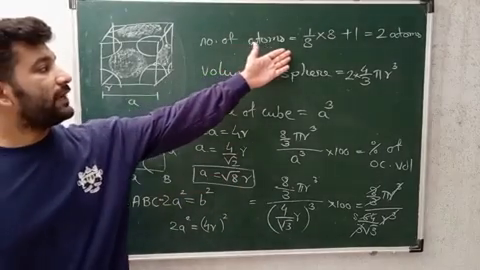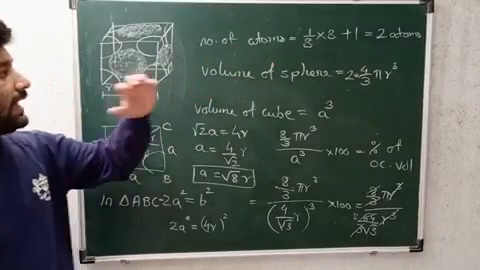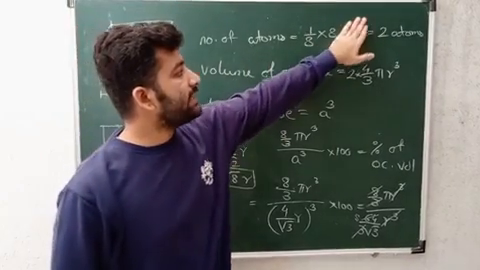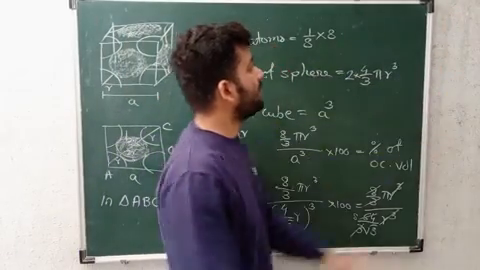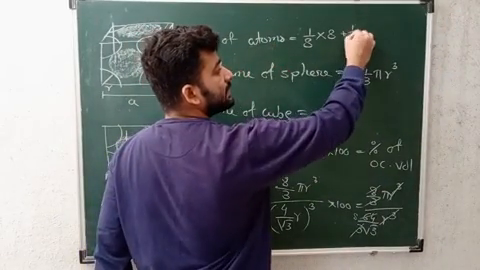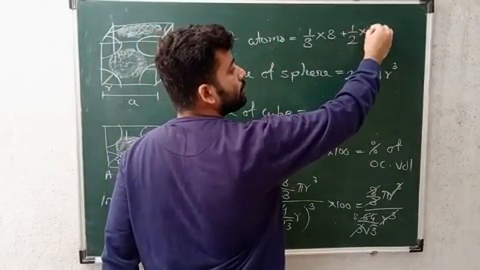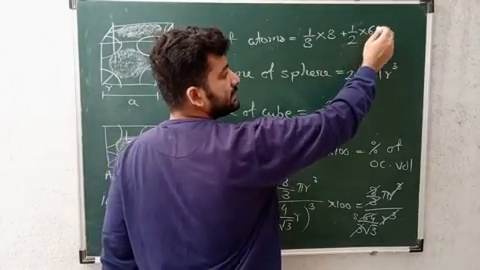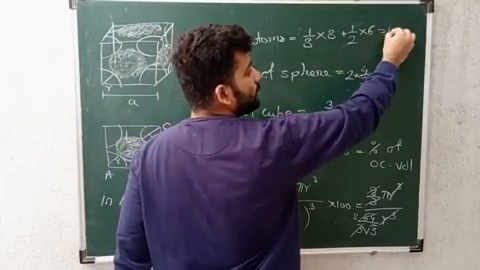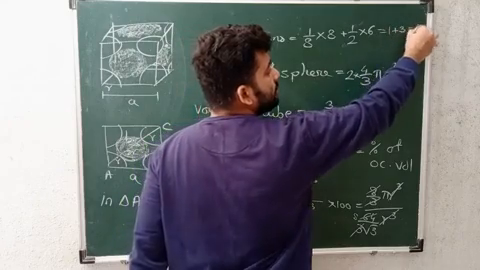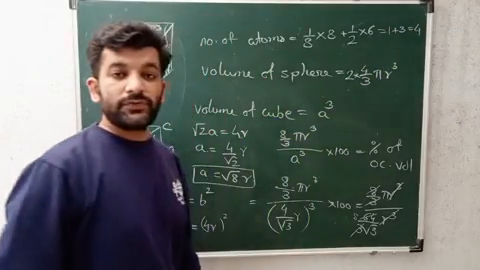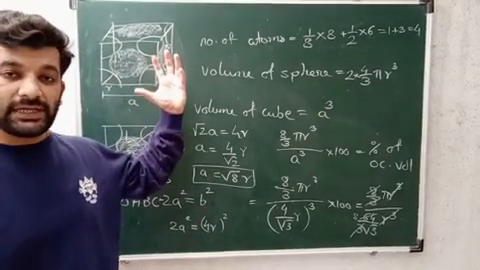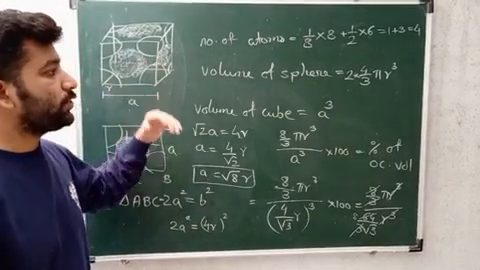Next, we have to find out the total number of atoms. At each corner we have 1/8 atom, and at each face we have half of the atom. So we can write this as 1/2 into 6 faces, half atom at 6 faces. So this will be what? 1 plus 3 is equal to 4. That means we will have 4 atoms placed in this cube.